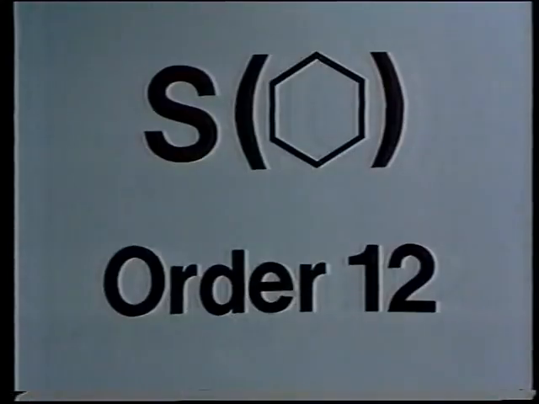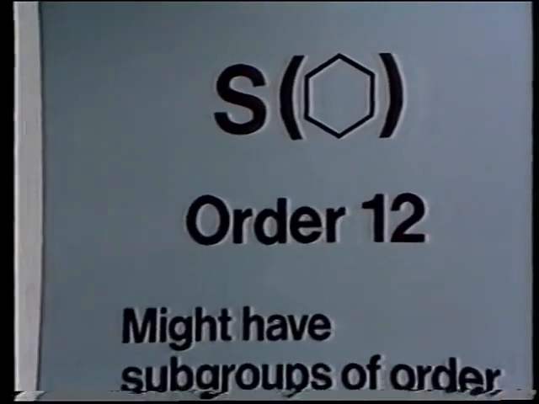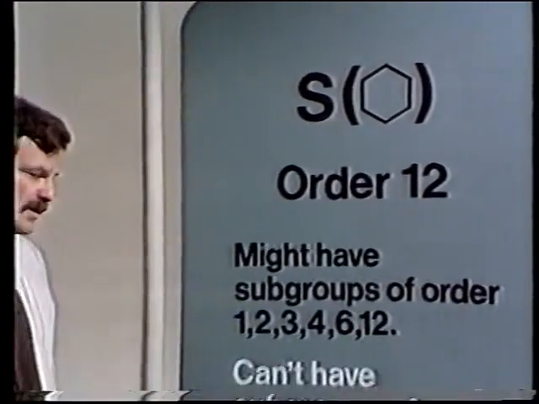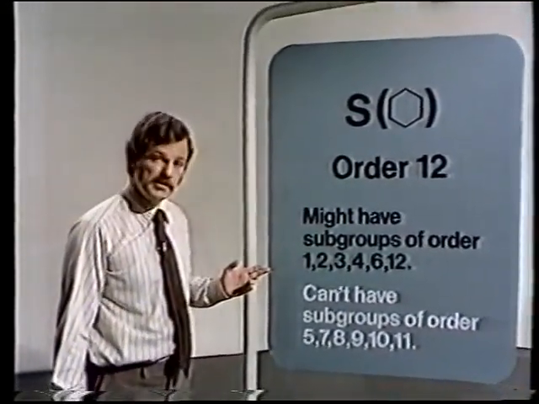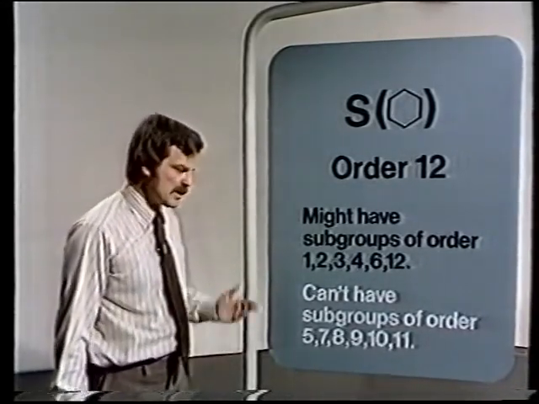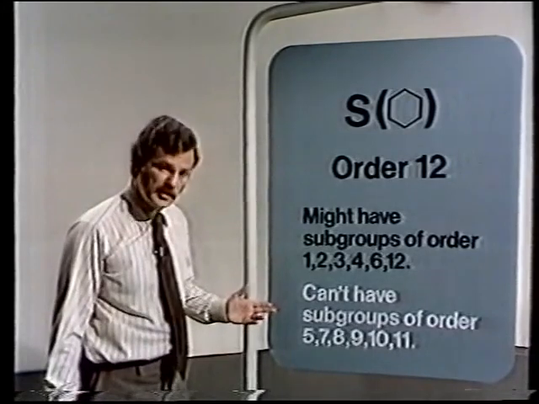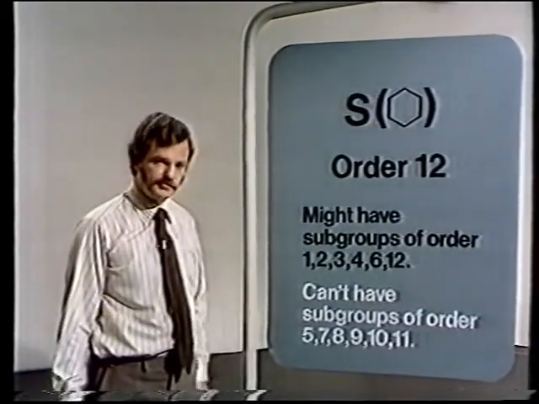First of all, what additional information does it give us concerning the group that we've been looking at? The symmetry group of the hexagon has order 12. So Lagrange's theorem tells us it might have subgroups of orders 1, 2, 3, 4, 6 and 12, for these are the integers which divide 12. But Lagrange's theorem also tells us that it can't possibly have subgroups of any of these other orders, 5, 7, 8, 9, 10 and 11.